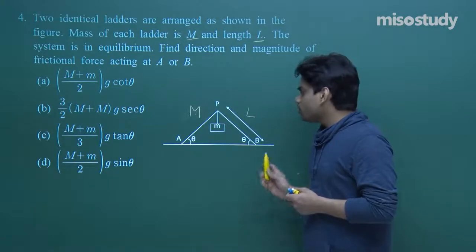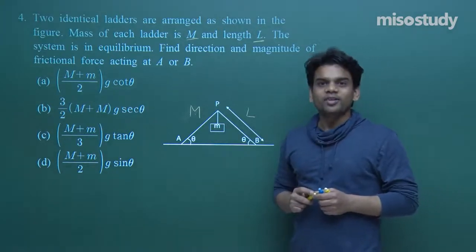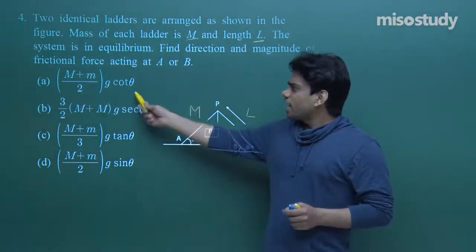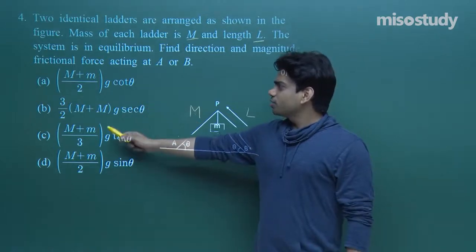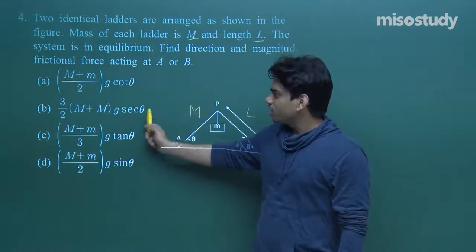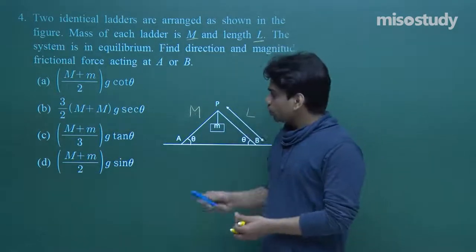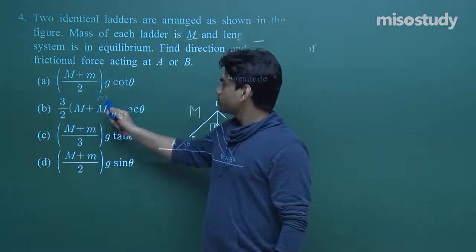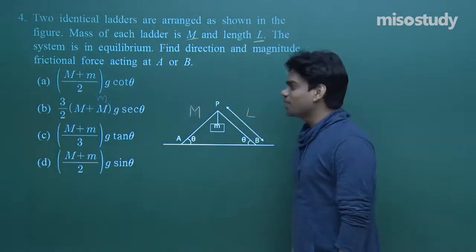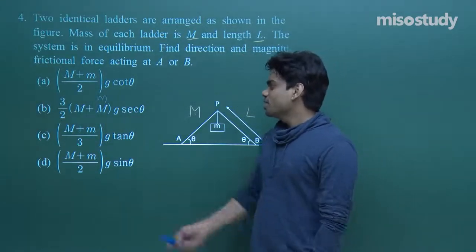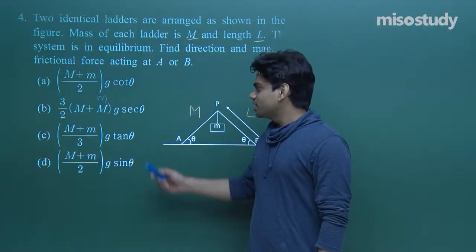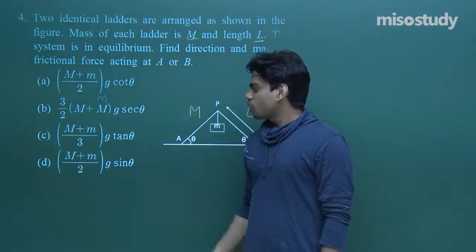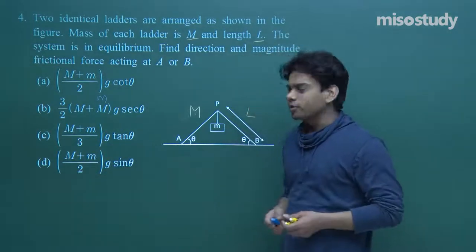So at A or B we need to find out the frictional force. Option number A, M plus m by 2 g cot theta. B, 3 by 2 M plus m g sec theta. It's actually small m. So just make it small m here, because 2m capital M will not be required, it will be directly given as 3 capital M. Now C is M plus small m by 3 g tan theta. D is M plus small m by 2 g sin theta. Let's be very quick to solve this.